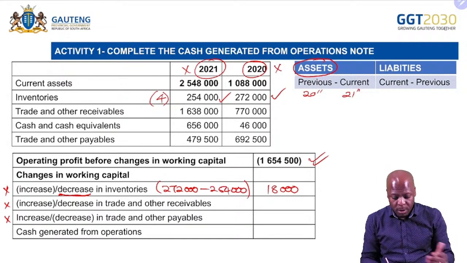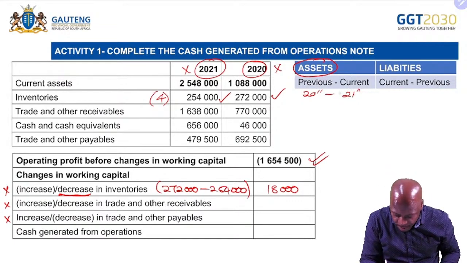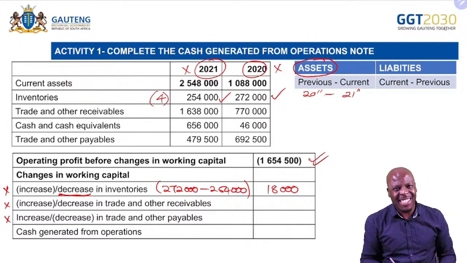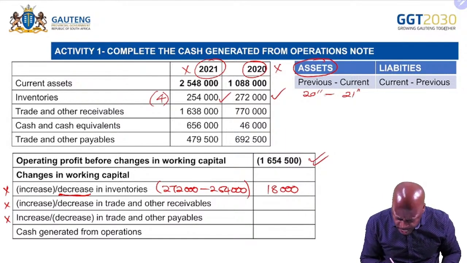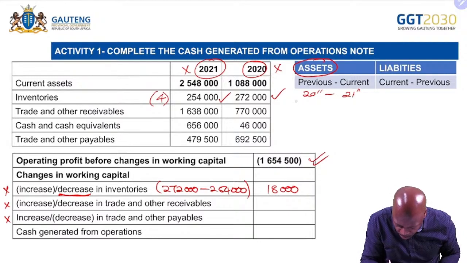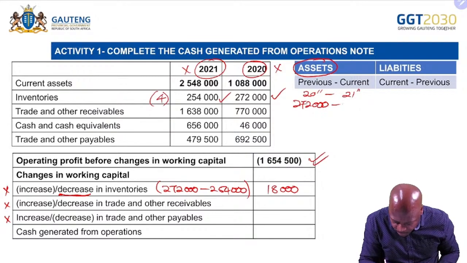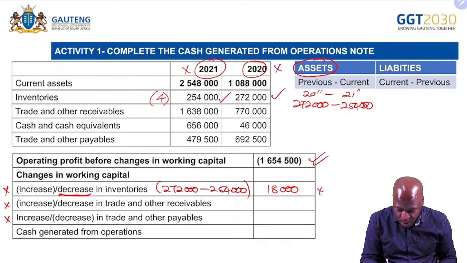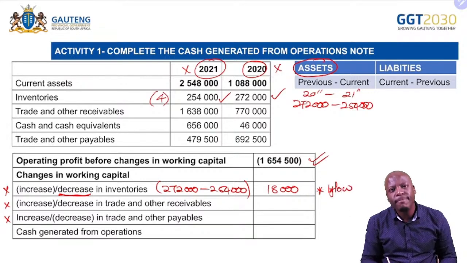So I'm now going to put the figures. I'm just going to say previous minus current. And whatever figure the calculator gives me, I trust my calculator. I take the figure that the calculator gives me. Okay? So in the year 2020, which is my previous year, how much was it? It was 272,000. In my current year, it is 254,000. If you punch that in the calculator, it's going to give you a positive 18,000, which shows an inflow.